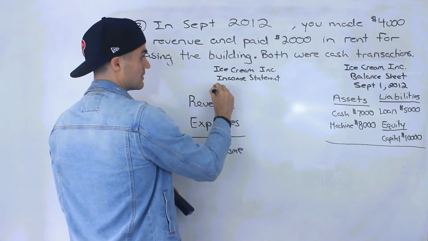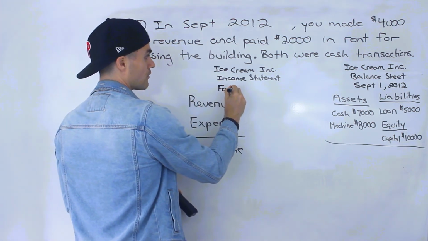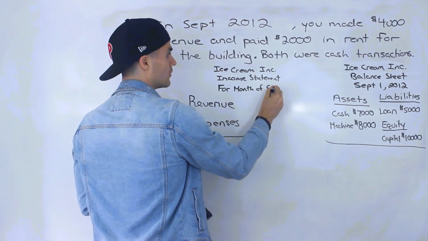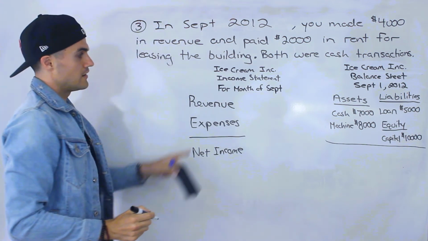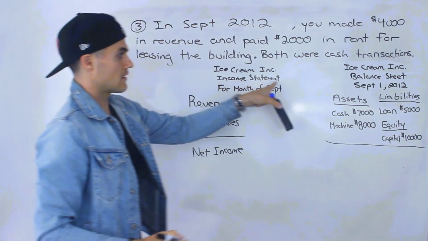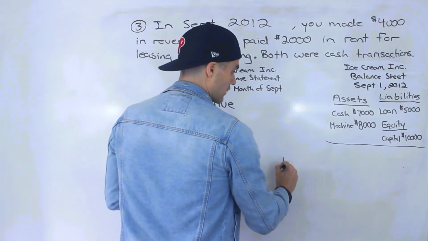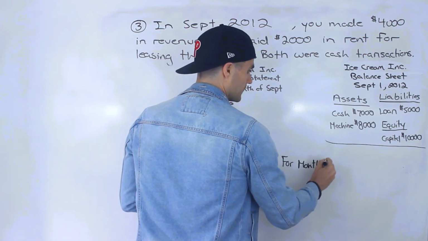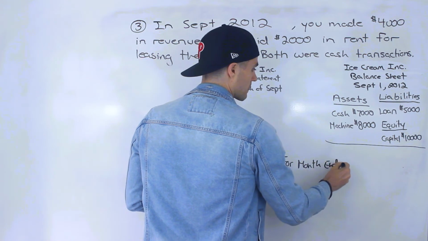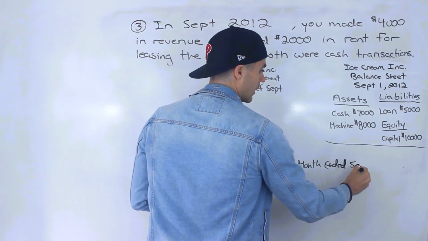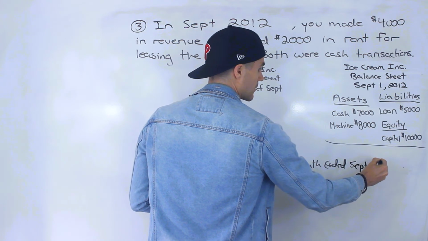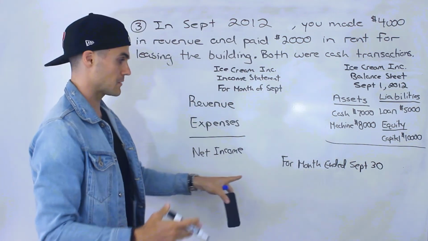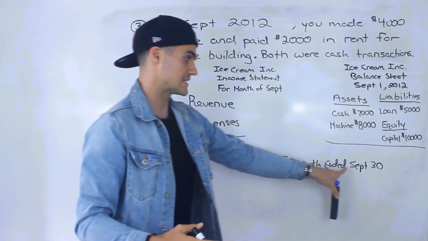So you can say for month of September over here. Another common way that this is formatted, sometimes they'll write for month ended. And they'll put the date of the end of the month, so September 30th. Right? So I just put for the month of September, but you could put for month ended September 30th.